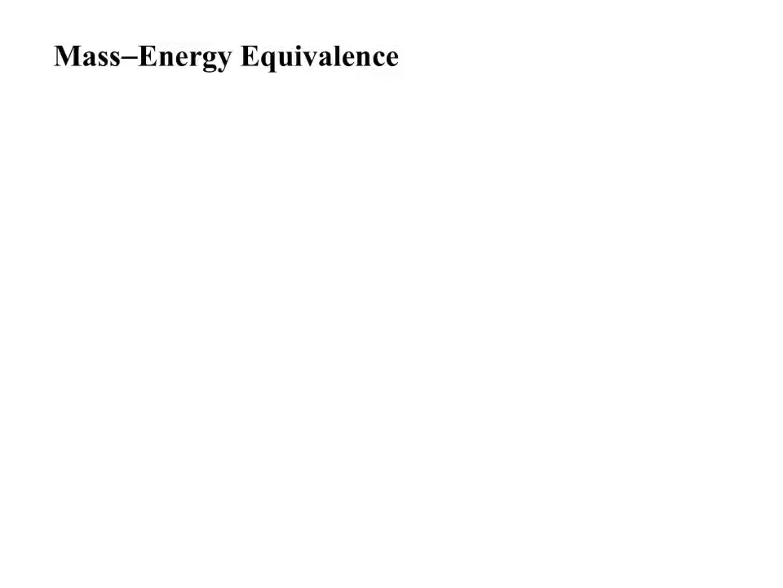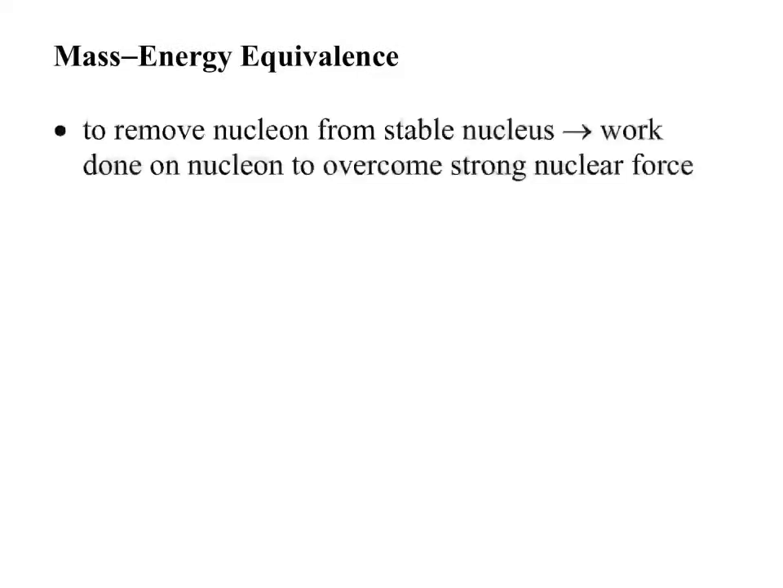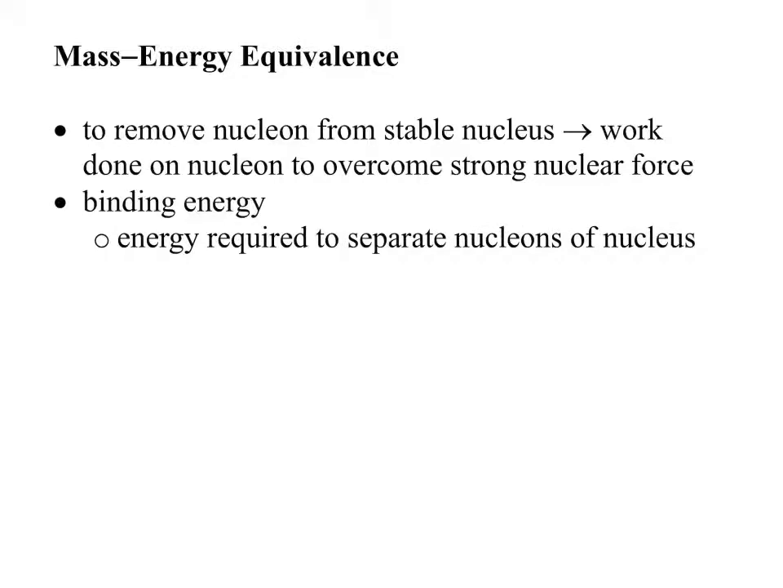Okay, so especially the strong force there, because if we want to remove a nucleon from a stable nucleus, we have to overcome that strong nuclear force, which is really difficult. Once it's done, it's not so bad, but overcoming it takes a lot of work. So that is what we call the binding energy. That work that it takes to overcome the strong nuclear force is what we call the binding energy. So of course, it's the energy required to separate the nucleons of the nucleus.